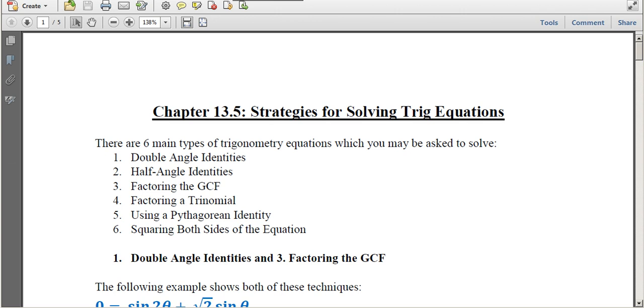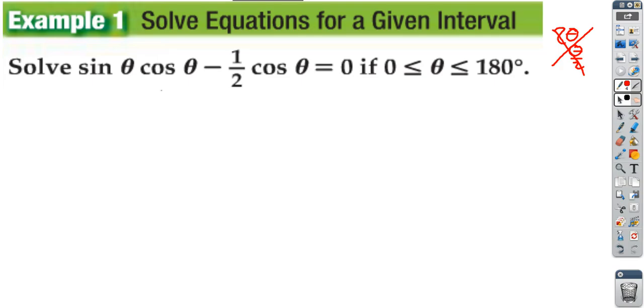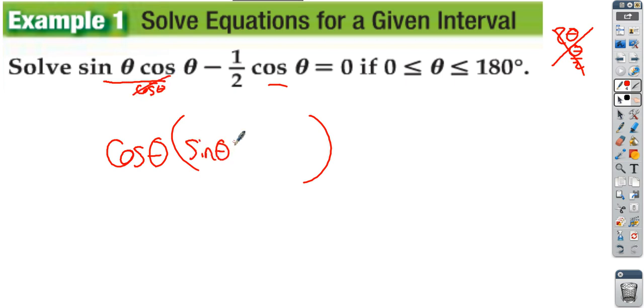Okay, next one is factoring the greatest common factor. If you look at this, it does have a greatest common factor because in both parts of the expression there's a cosine. So we can factor out a cosine theta, and if we divide this here by cosine theta, those will cancel and we're left with sine theta. And then if we divide this here by cosine theta, those will cancel and we're left with minus 1/2, and that's equal to 0. Okay, same as where we would solve a regular algebra equation.